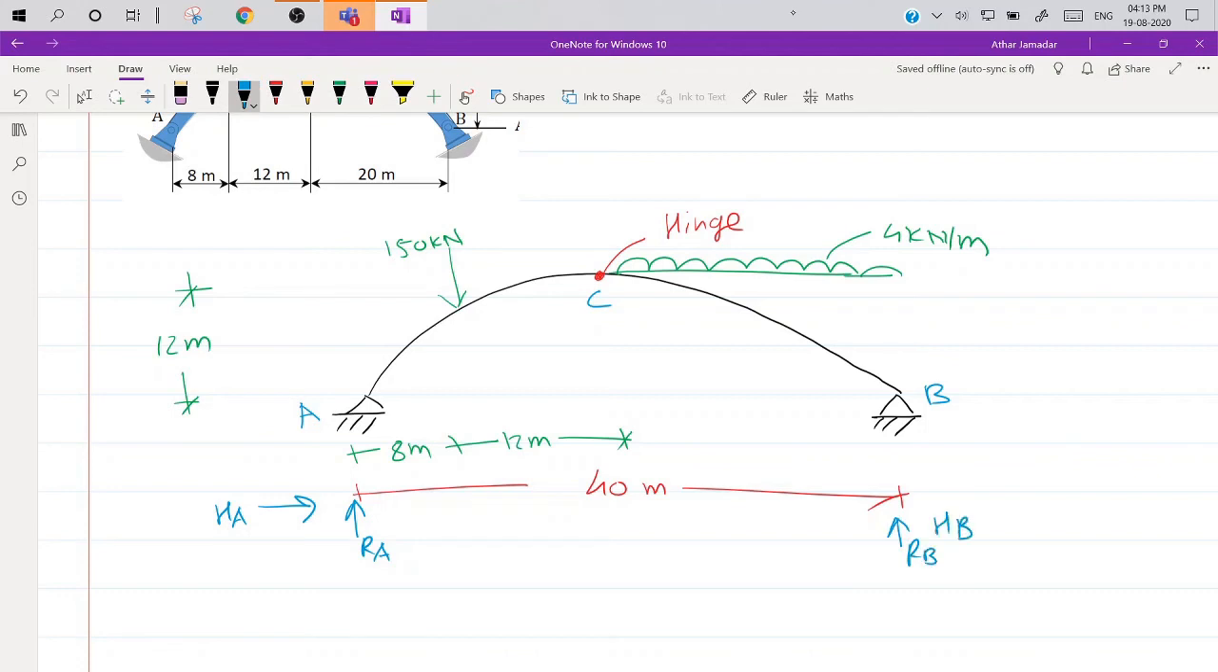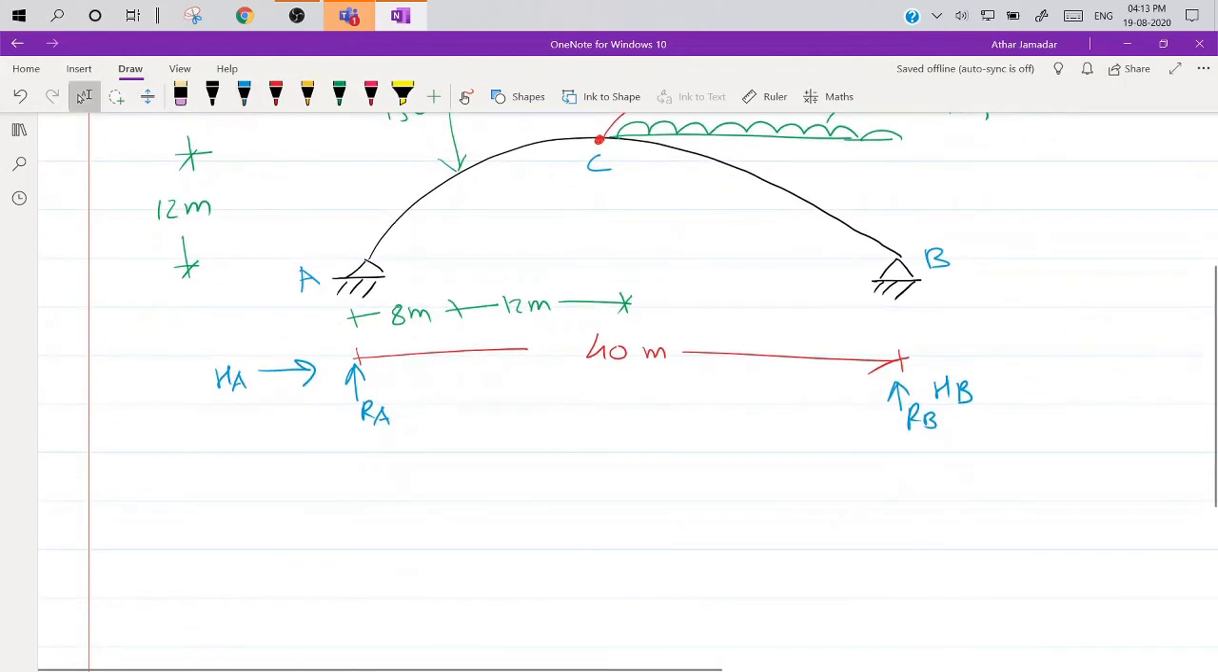Okay, so to find out the reactions, we will first take summation of moment about A is equal to 0. Now here, reactions Ha, Ra and Hb all are passing through support A. So we will directly get the value of Rb. How are we going to get that?